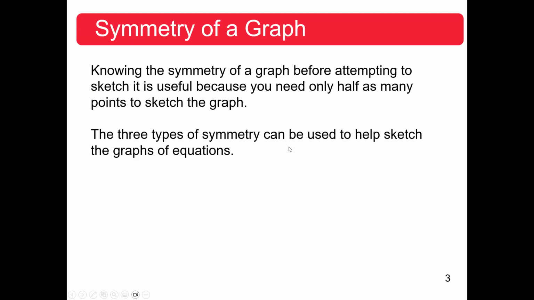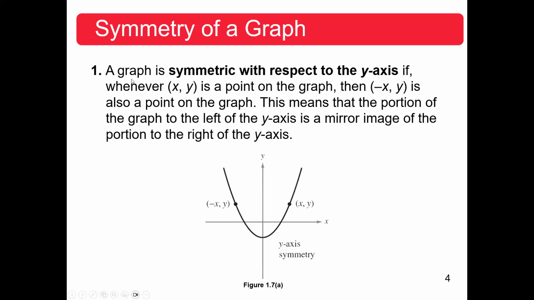The three types of symmetry can be used to help sketch the graphs of equations. First, a graph is symmetric with respect to the y-axis if whenever (x, y) is a point on the graph, then (-x, y) is also a point on the graph. This means that the portion of the graph to the left of the y-axis is a mirror image of the portion to the right of the y-axis. And we can see on the graph, on the left side we have (-x, y), and on the right we have (x, y). So this will be symmetry.